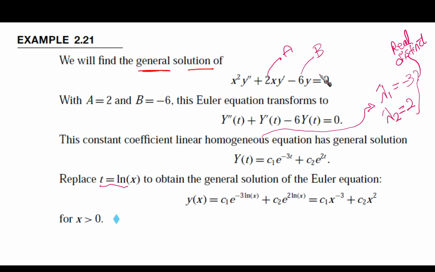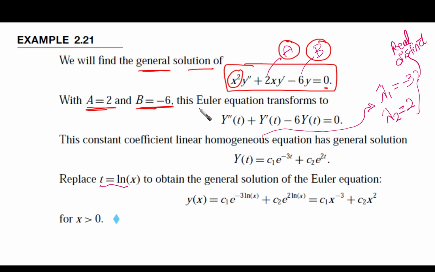If you look here, this really fulfills the condition of Euler's formula. So we have x squared here, and there is no constant. There is y double prime, plus 2, which is a constant, times x times y prime, minus a constant times y. So we have a, we have b, right hand side is 0, then this is an Euler differential equation. So we have a equal to 2, b equal to minus 6. This Euler equation transforms directly, and we can put our equation directly without any problem.